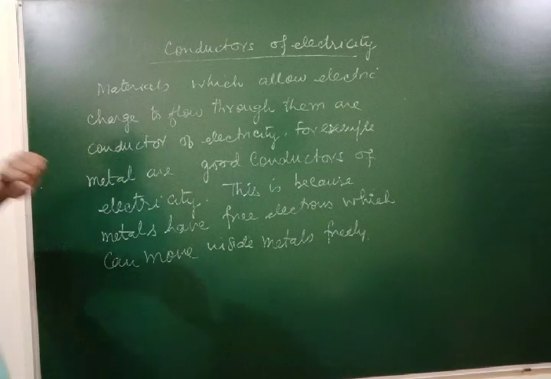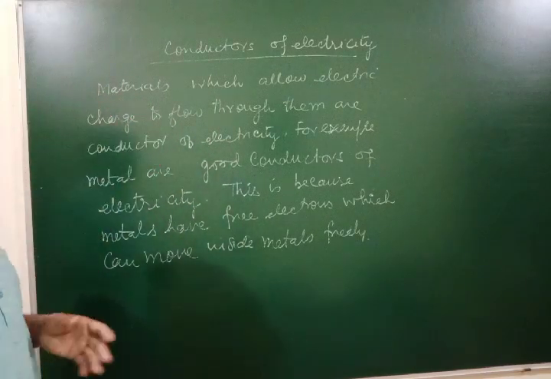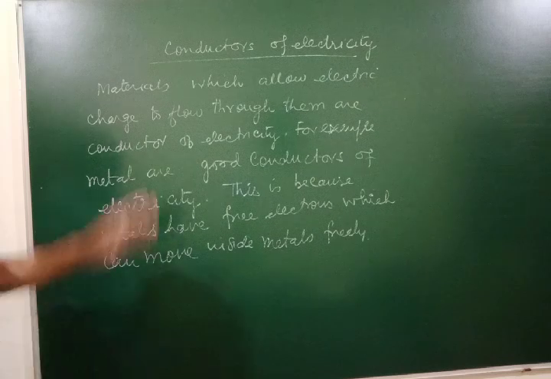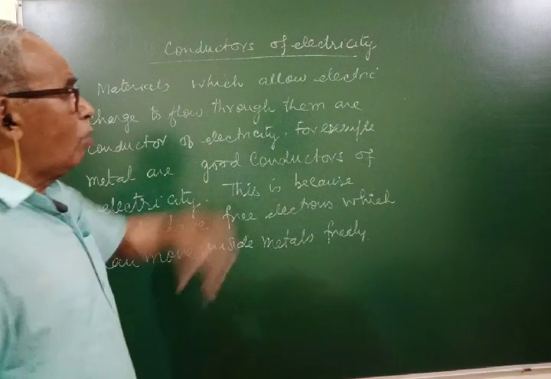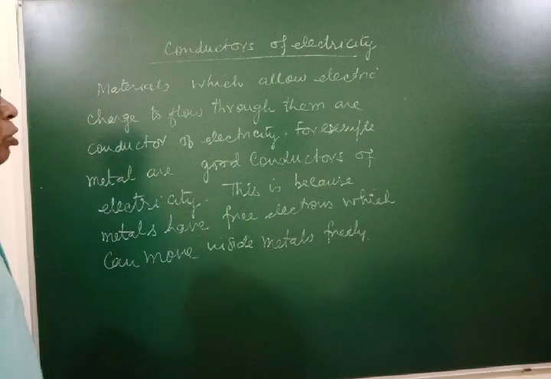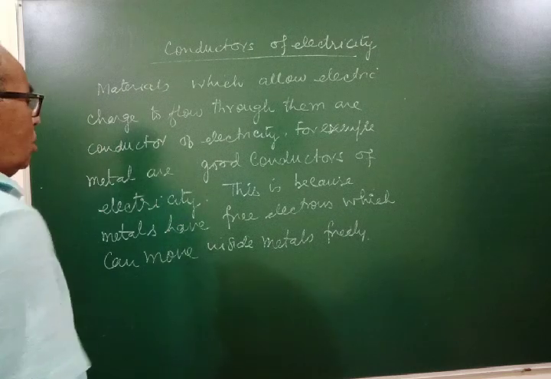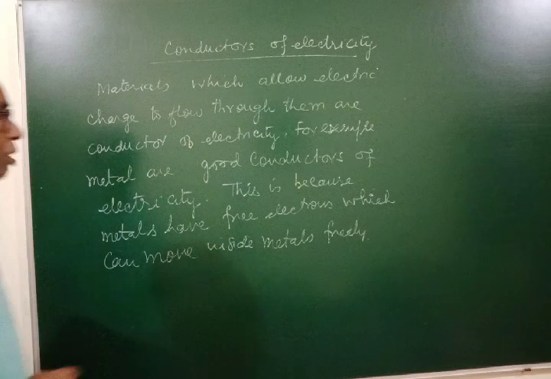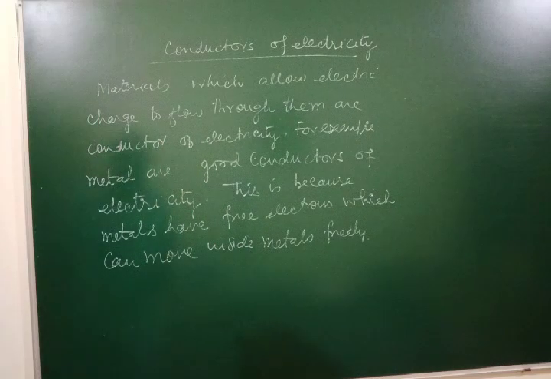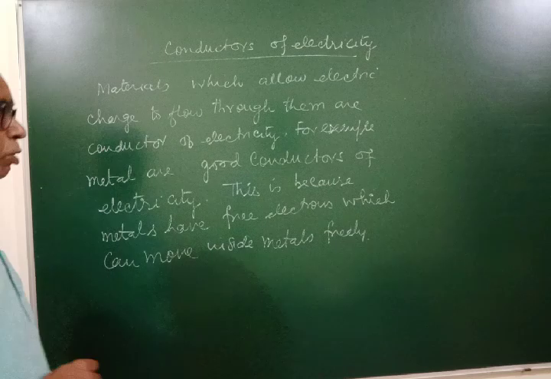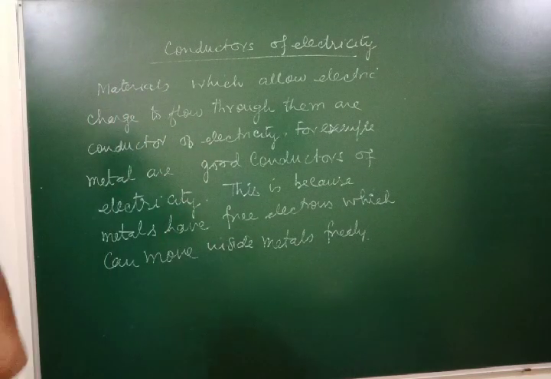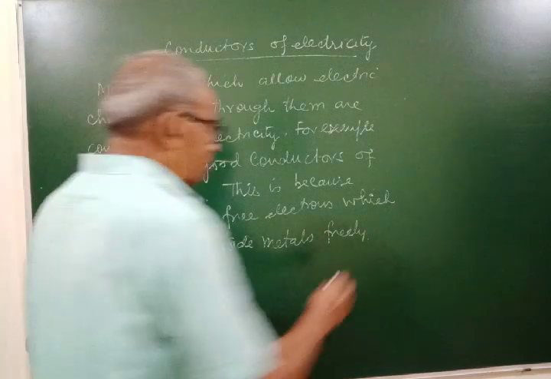So there are conductors. We will be talking about conductors. The primary definition of a conductor of electricity: the materials which allow electric charge to flow through them are called conductors of electricity. For example, metals are good conductors of electricity. This is because metals have free electrons, which can move inside the metal freely.